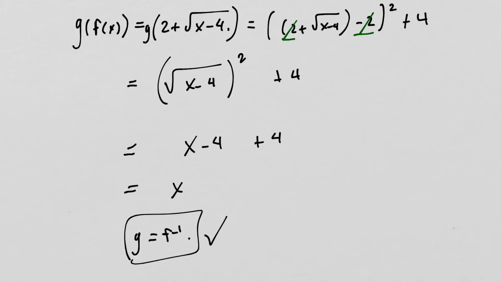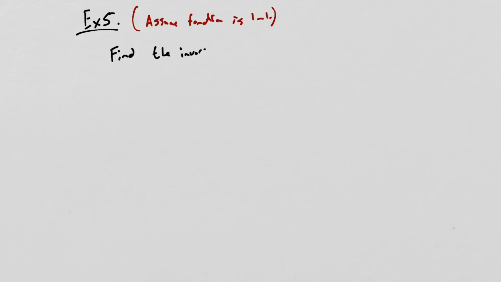Let's find another inverse function. Example 5. Again, we're assuming that the function we're given is one-to-one. And we're looking for the inverse of the following function. We want to go ahead and solve this again for the x values. So we want to isolate the x on one side. Multiply both sides of the function by x plus 2.